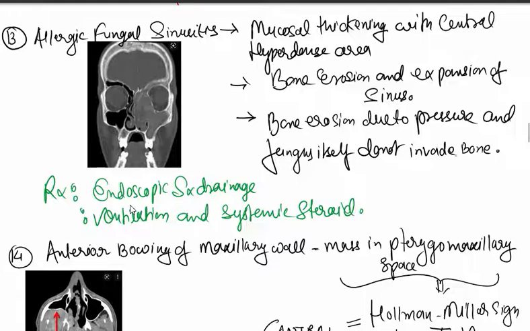Allergic fungal sinusitis. Here there is mucosal thickening with a central hyperdense area. This is a CT scan finding. Bone erosion and expansion of the sinus is seen. Bone erosion is due to pressure and not the fungus, as the fungus does not invade the bone. Its treatment is endoscopic surgery, drainage and ventilation, and systemic steroids.